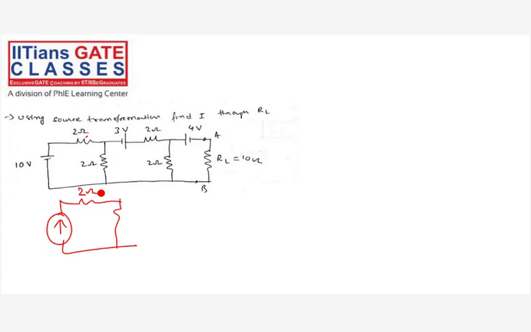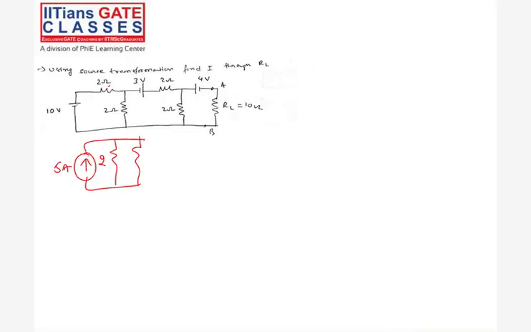This is 2 ohms and this is again 2 ohms. There is a circuit here. Okay, so how are these two? 2 ohms and 2 ohms are in parallel. So what is the equivalent resistance here? 1 ohm, right? So 5 amperes in parallel with a 1 ohm resistor.